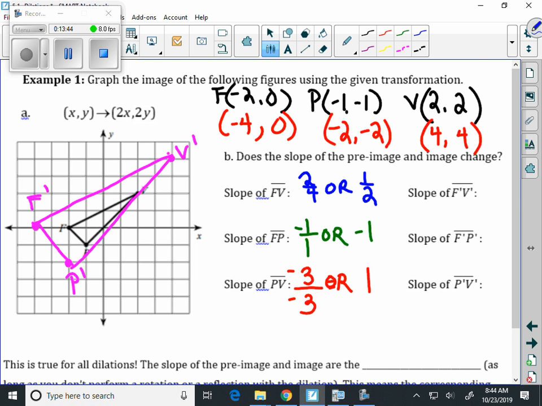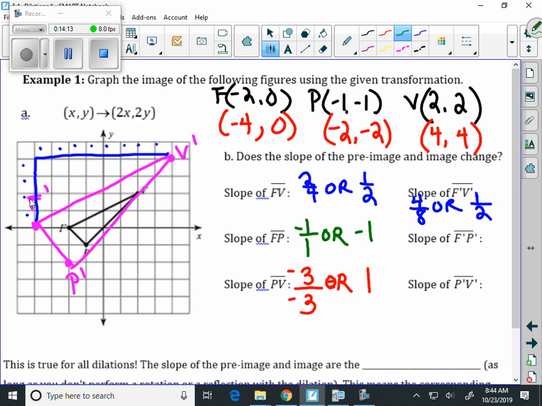And if we look at FV, remember it's rise over run. So we rose 1, 2, 3, 4. And we ran 1, 2, 3, 4, 5, 6, 7, 8. So this one is 4 over 8. If we simplify that fraction, we get 1/2.